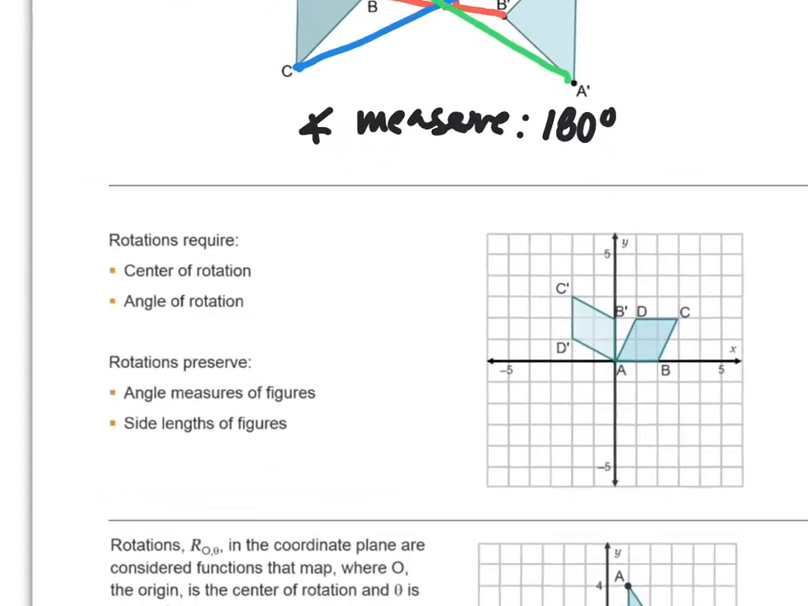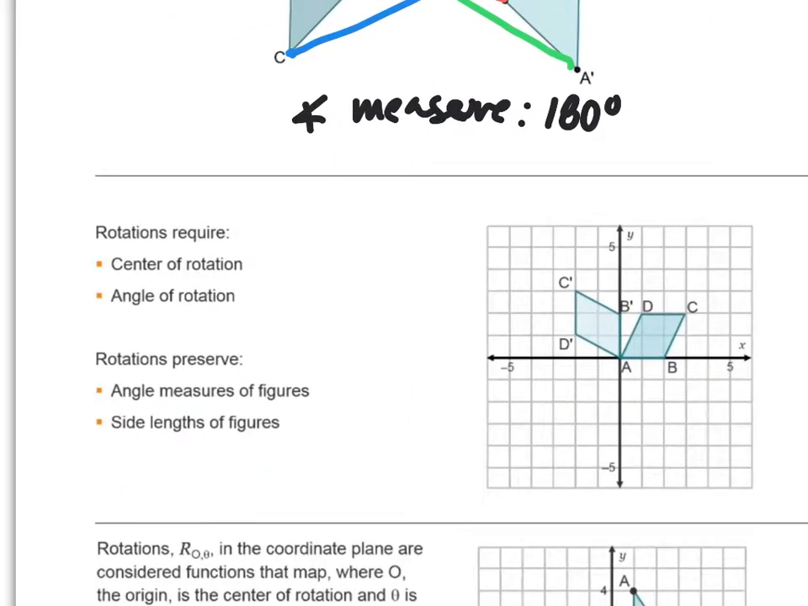So rotations require a center of rotation and an angle of rotation. Just to identify that, I know that my center of rotation is at the origin, and the angle of rotation would be 90 degrees.